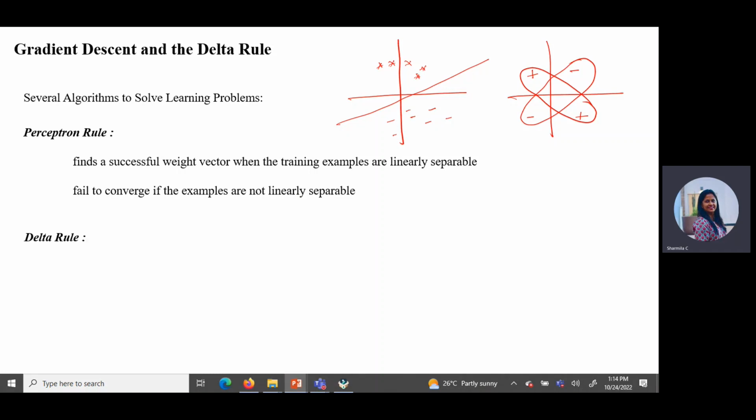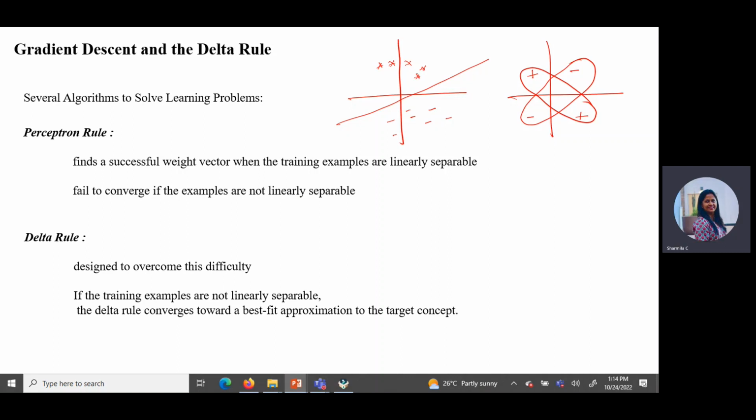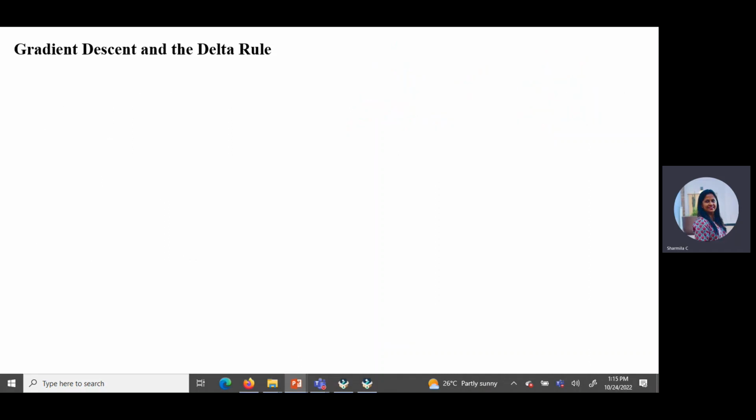So we'll take up the next type of rule, called the delta rule. The delta rule is designed to overcome the problem that we saw above. If the training examples are not linearly separable, the delta rule converges towards a best fit approximation to the target concept. So we use the delta rule for this type of training example. This delta rule is also called the Widrow-Hoff learning rule or least mean square rule, that is, the LMS rule. And this delta rule works by using the algorithm called the gradient descent algorithm.